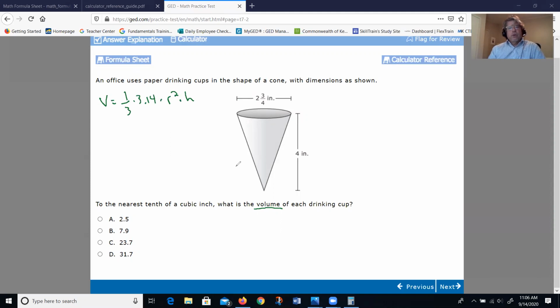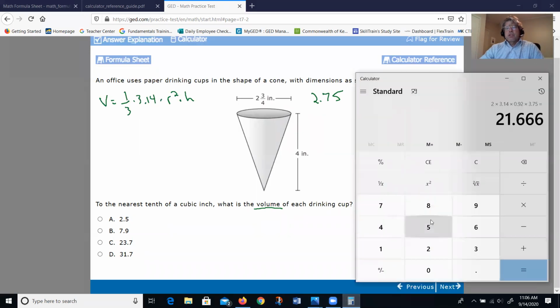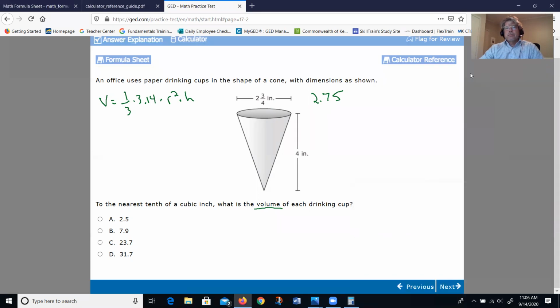But notice that the 2 3/4 is a crazy looking fraction, but I can actually just say that's 2.75. But remember, that's a diameter. The formula needs a radius, so I still got to divide that by 2. So notice how they keep making us do some little discrete measurements. So the 2.75 has to be divided by 2. That's going to give me this 1.375.